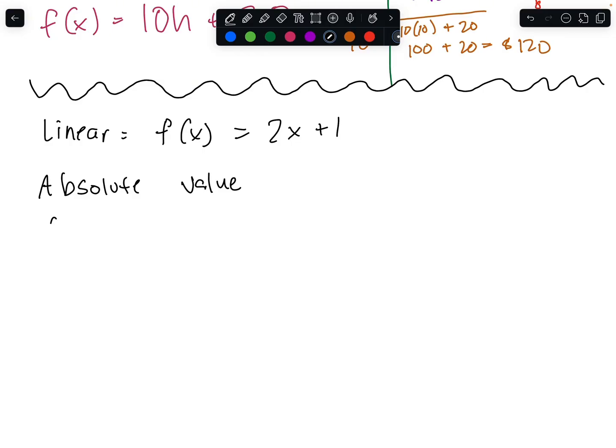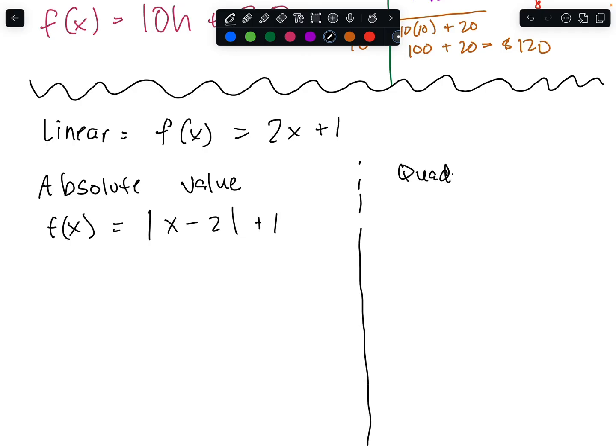And that's going to be something like f of x equals the absolute value of x minus 2 plus 1, or something like that. And then you're going to see quadratic, which just means you're going to have something that's squared. Okay, and remember, I'm not sure if y'all remember this from 8th grade or not, but this 2 means squared, and these two bars right here mean absolute value.